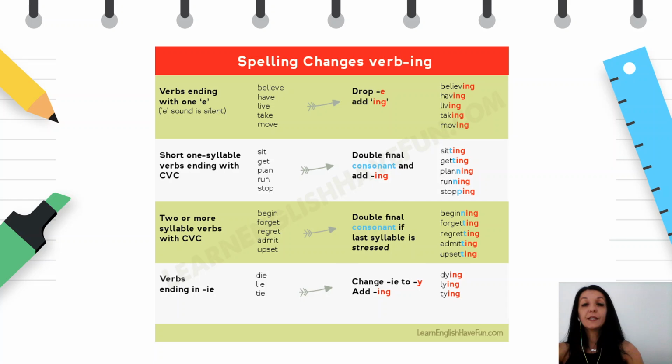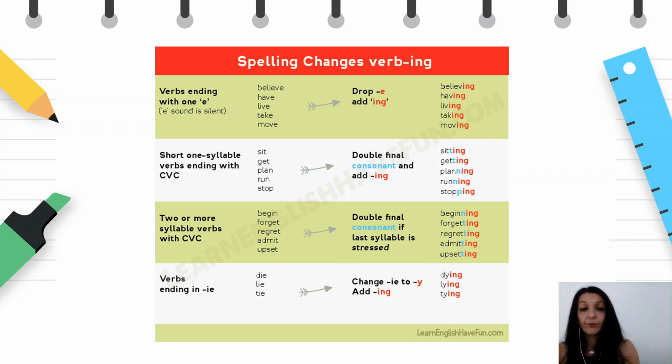When it comes to the present continuous tense, verbs here are divided into several groups. The first group are verbs that end in e, like believe, have, leave. What we do here is drop the final e before adding the suffix ing. In the second group, we have one-syllable verbs that end in CVC, that is consonant, vowel, consonant, like sit, for example. What we do here is double the final consonant and then add the suffix ing.